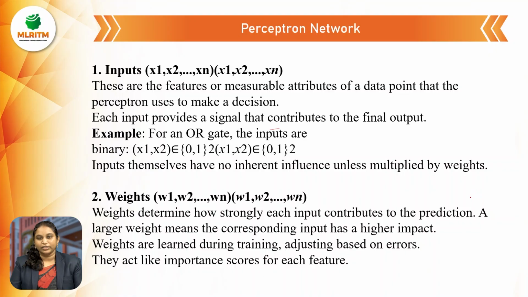The second one is the weights, that is w1, w2 and so on up to wn. They determine how strongly each input contributes to the prediction. Here the larger weights mean the corresponding input has a higher impact. The weights are learned during the training part, where they are adjusted based on the errors. So they act as importance scores for each feature.